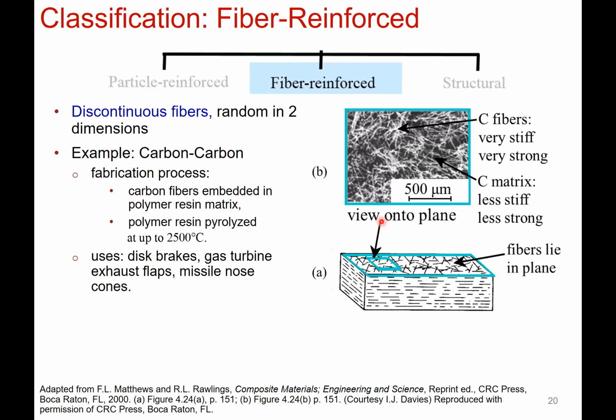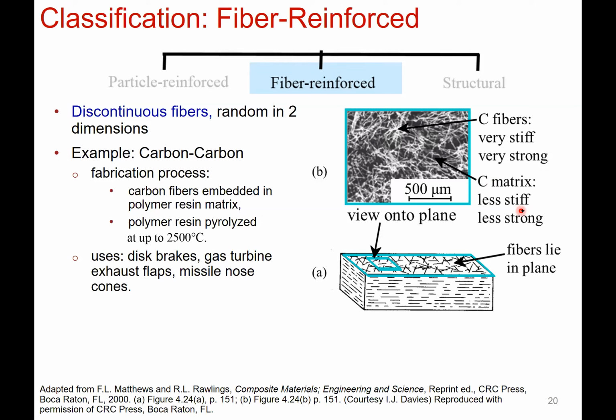When we talk about discontinuous fibers, it can be discontinuous and random in 2 dimensions. Here is an example of a carbon-carbon composite, where the carbon is the fiber and the carbon is also the matrix. You can also have carbon in a polymer matrix, as you see here. These chopped fibers can be aligned in the 2D direction here. They're very stiff and very strong, but then the carbon matrix is less stiff and less strong.